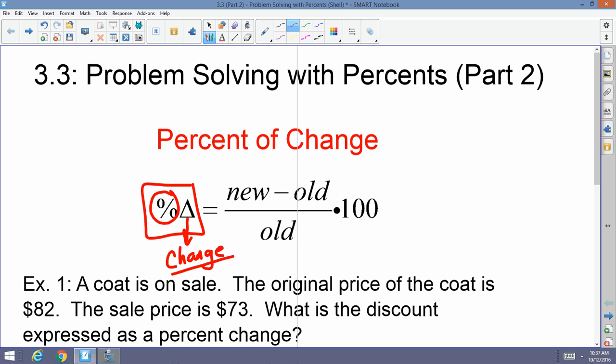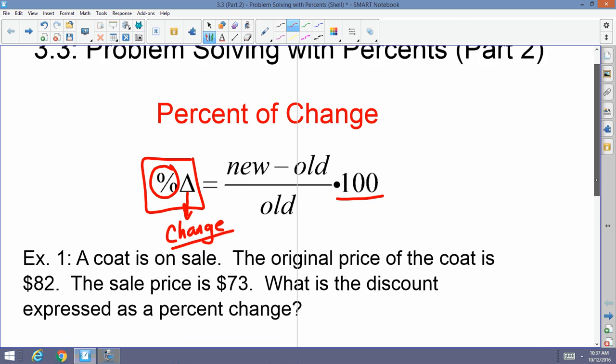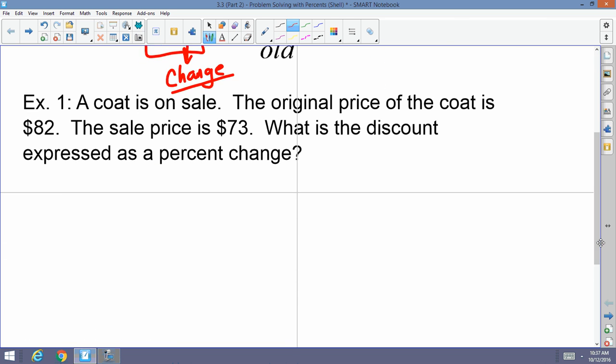And like I said, it's the new value minus the old value, divided by the old value, times 100. We multiply by 100 because we want to turn it into a percent. Remember that going from decimal to percent, you're moving two places to the right, which means you multiplied by 100. Does that make sense so far, guys? Okay, you with me?